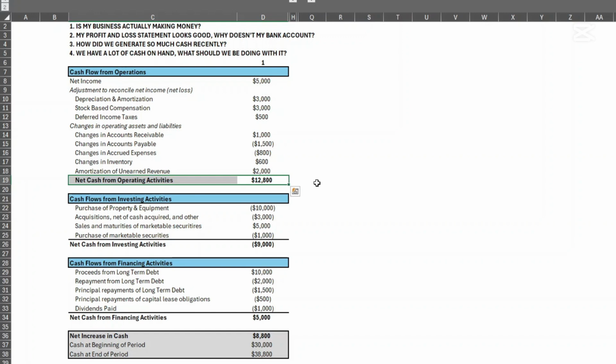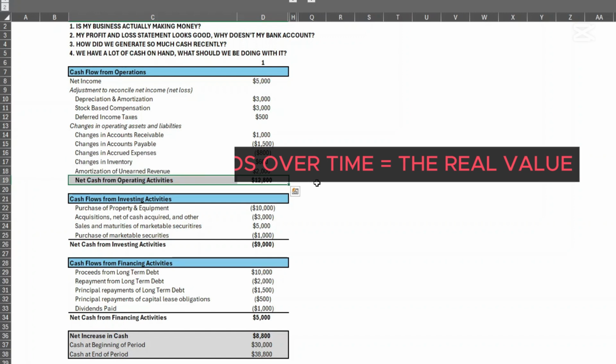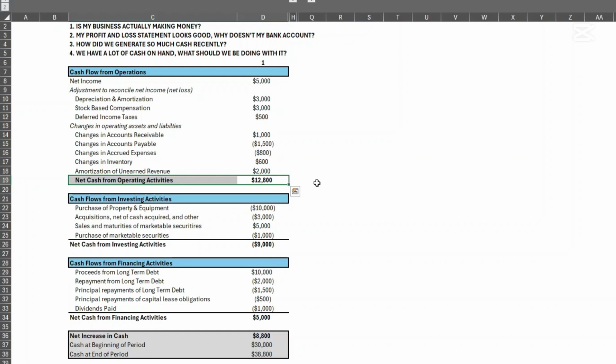It's important to note that looking at the statement of cash flows for an isolated month isn't particularly useful. The real value is going to come when you start looking at this statement month over month and quarter over quarter. That's really where the valuable insights are going to come from. Let's start with our first question here.